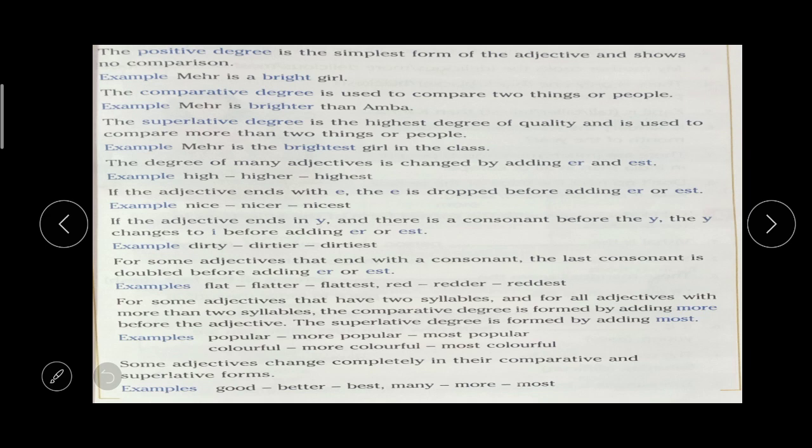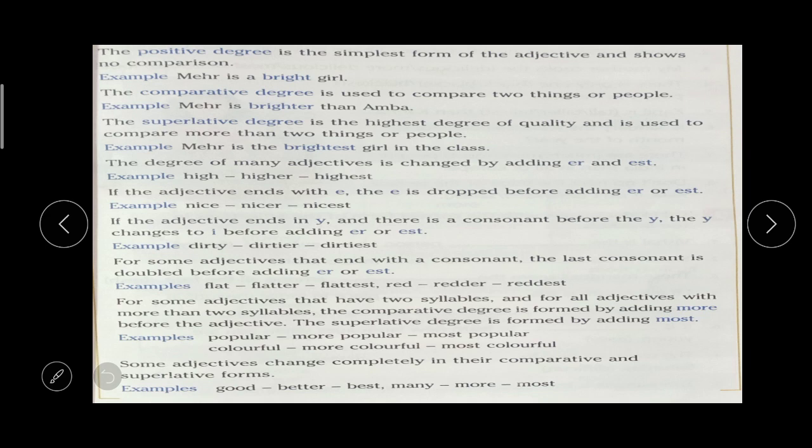So students, positive degree is the simplest form of the adjective and shows no comparison, like Meher is a bright girl. Number 2, comparative degree is used to compare two things, like Meher is brighter than Amba. Here we have compared Meher and Amba.